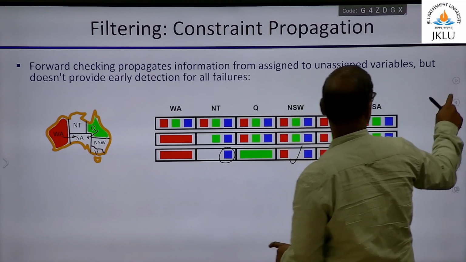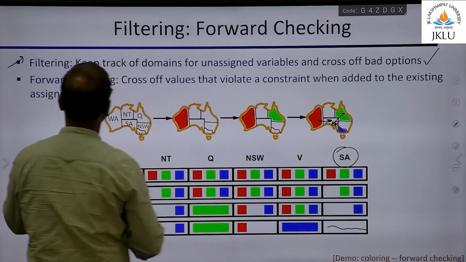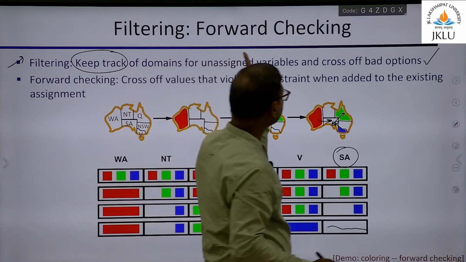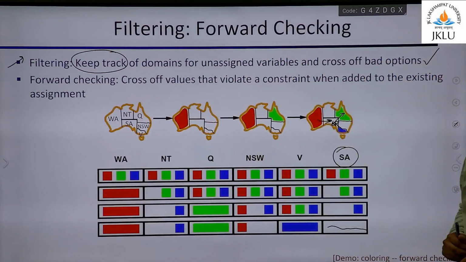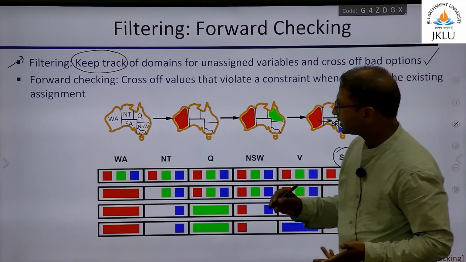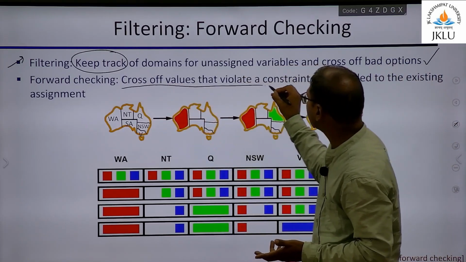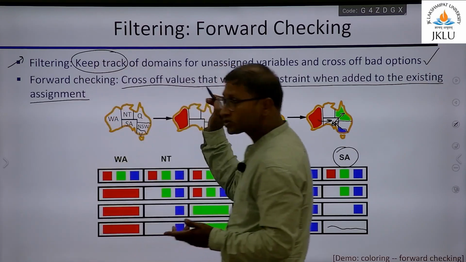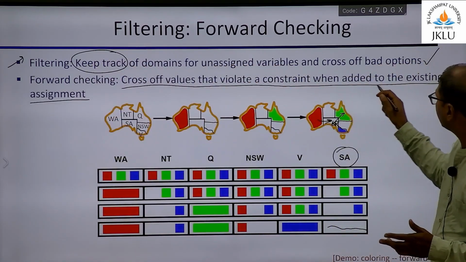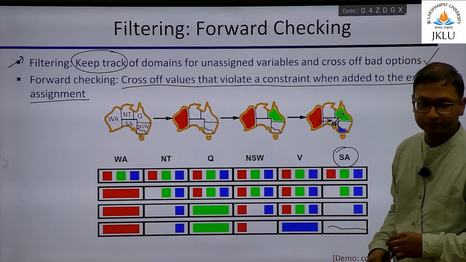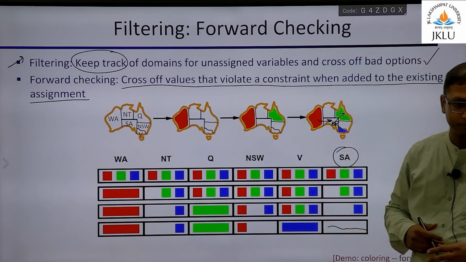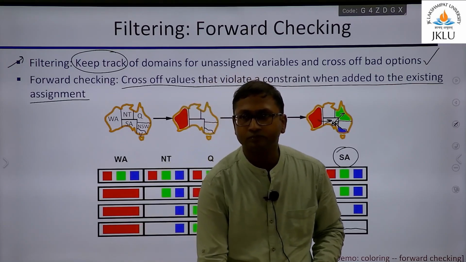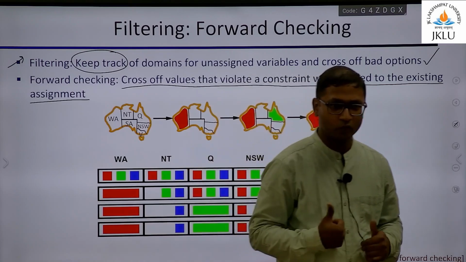What you are doing is the following. Keep track of domains for unassigned variables and cross off bad options. What you are essentially doing is crossing off the values that violate a constraint when added to the existing assignments. That's what we are doing. We are crossing off these things. I'll take a pause here if there are more questions.